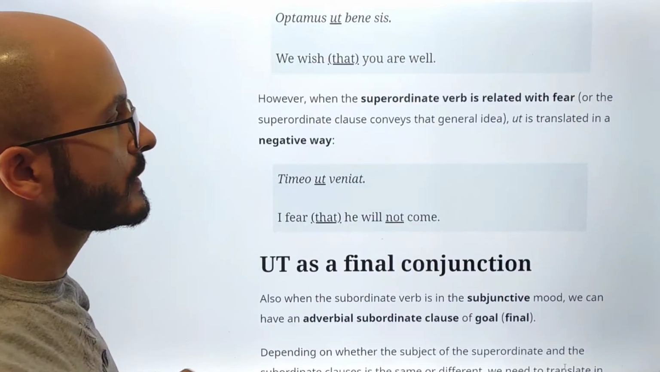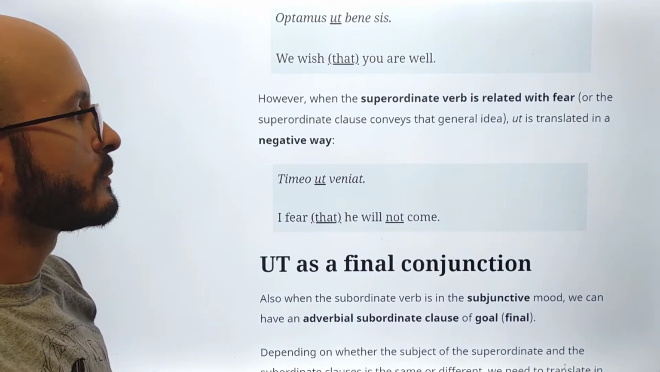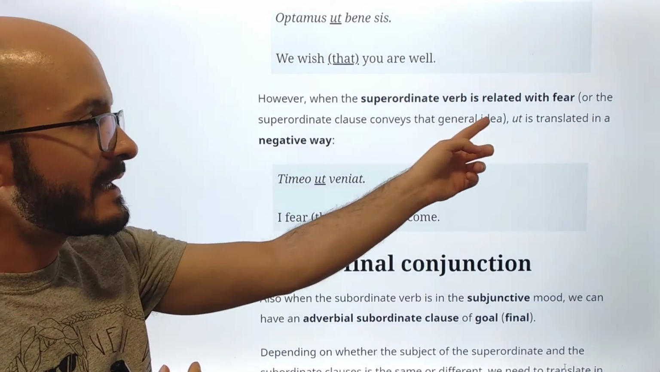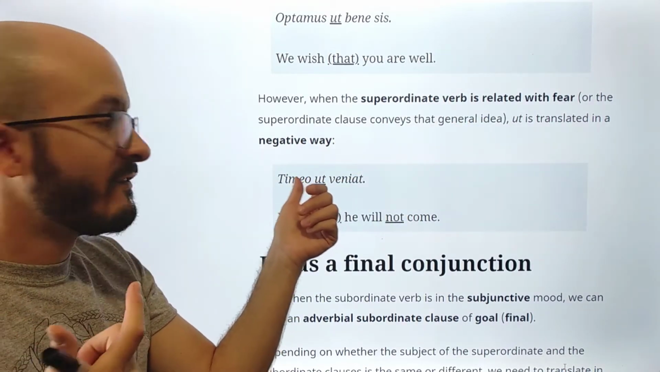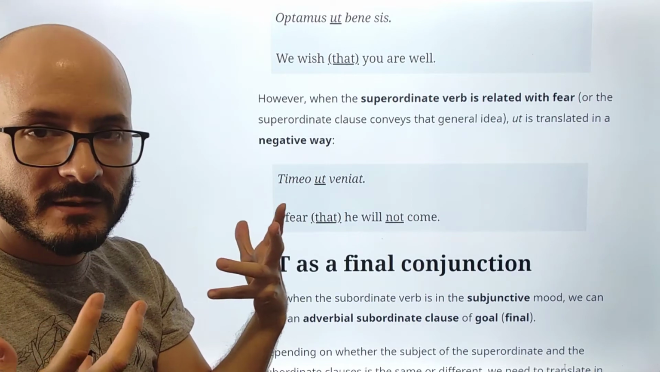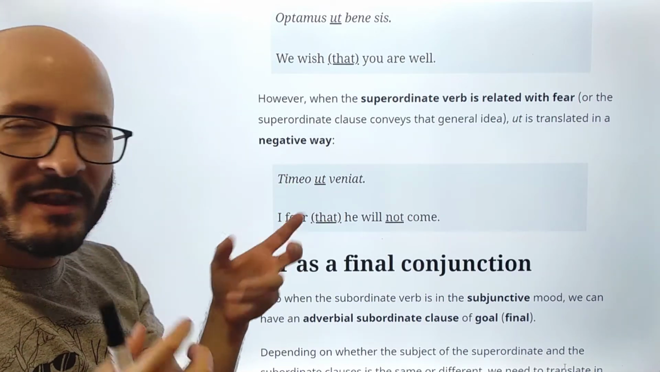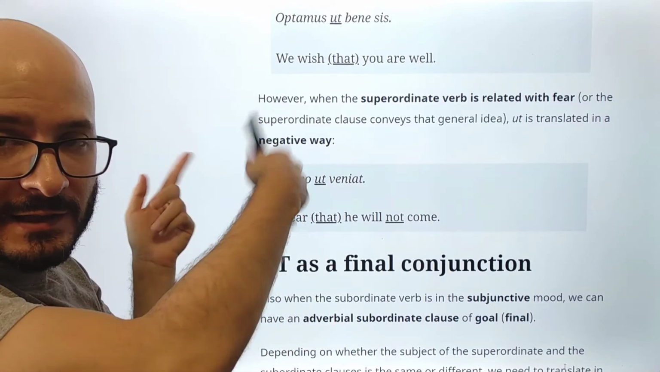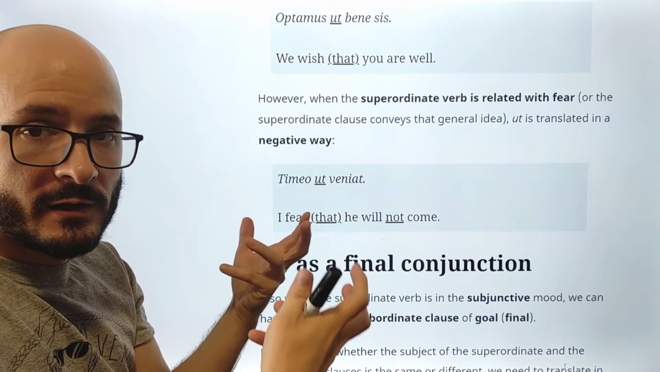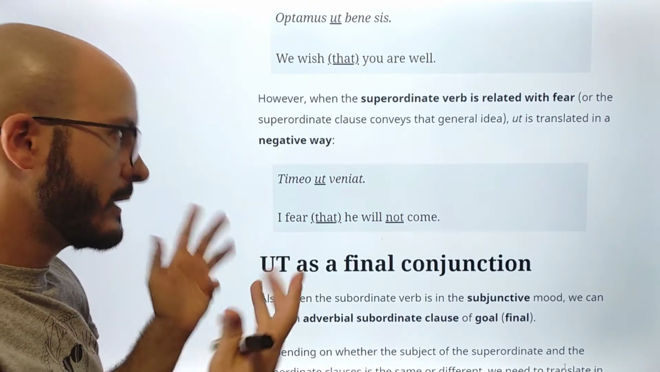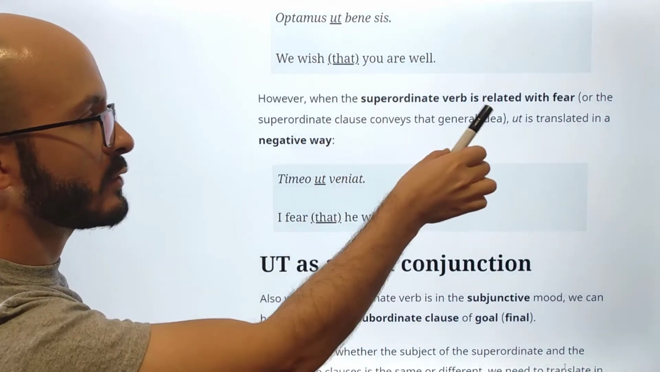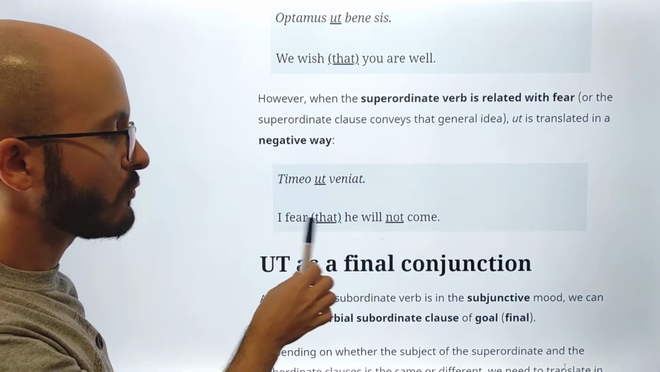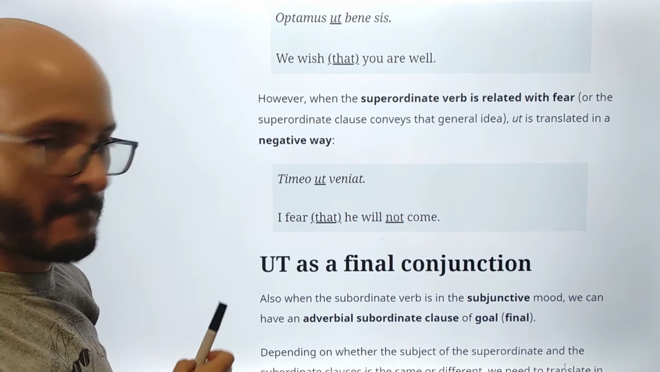However, when the superordinate verb is related with fear or the superordinate clause conveys that general idea, what I mean by this is that usually the verb itself means something about fear. But even if the verb itself is not about fear, but in the general sentence the feeling is of fear, then the rule applies also, okay? Then ut is translated in a negative way, which in English, in this case, we see, I fear that he will not come, okay?